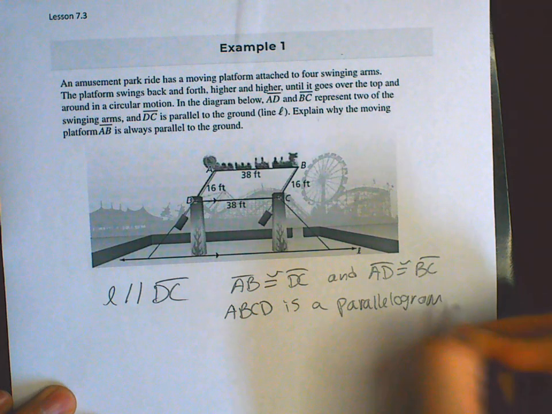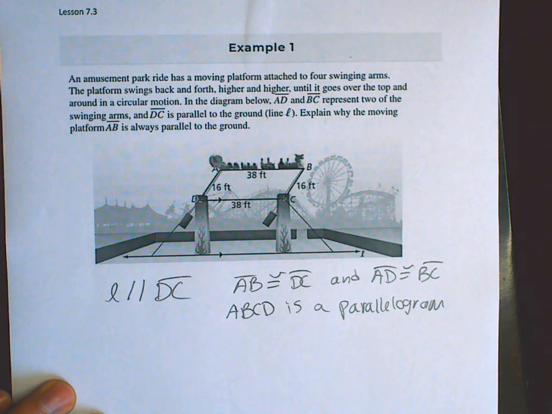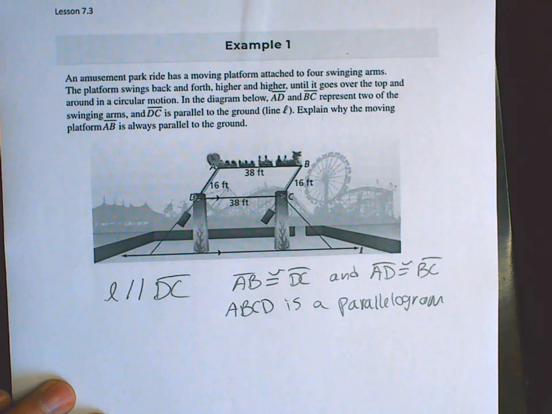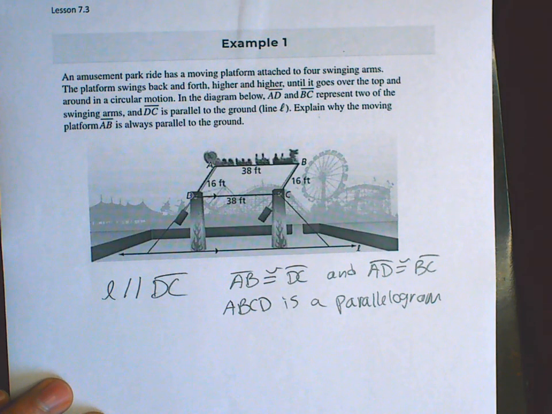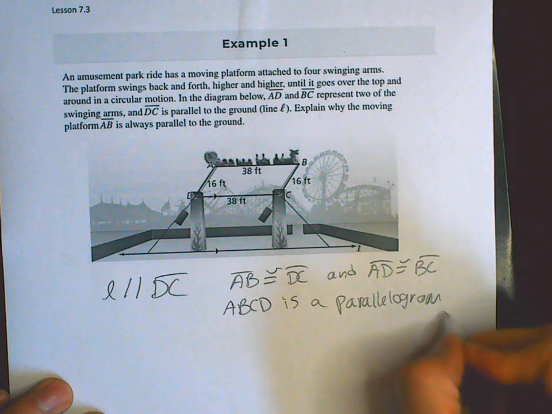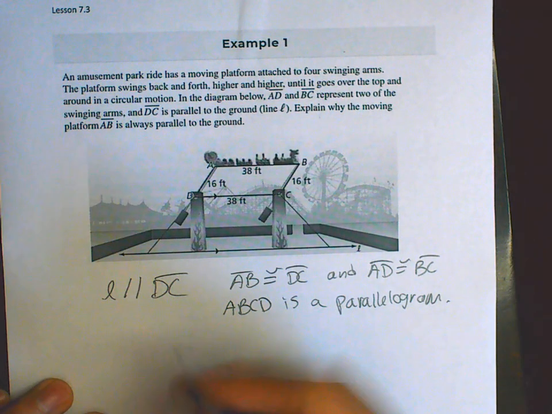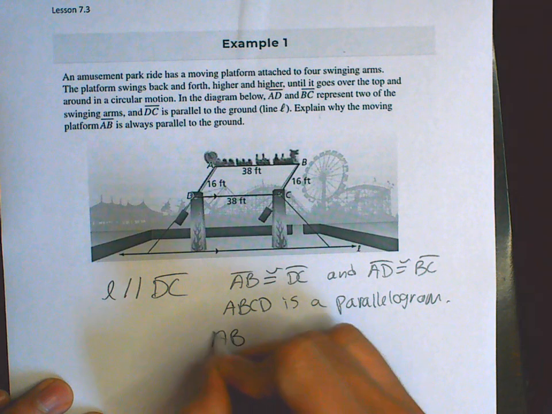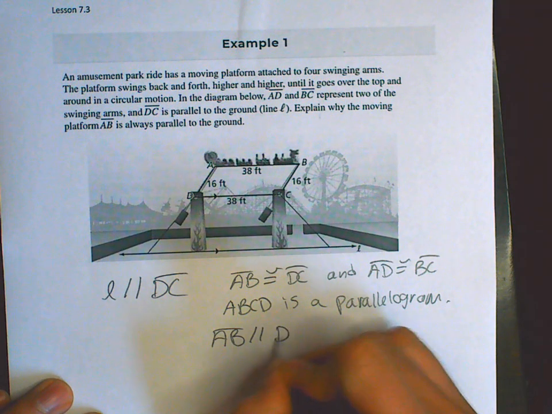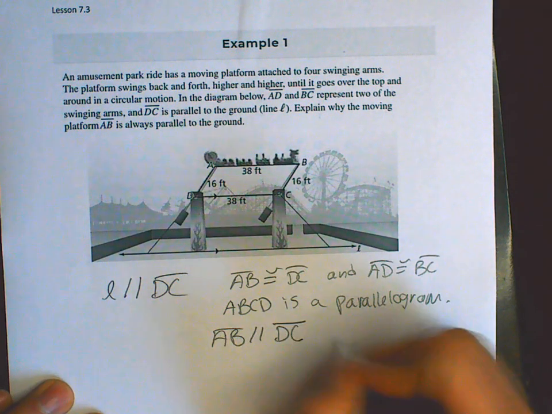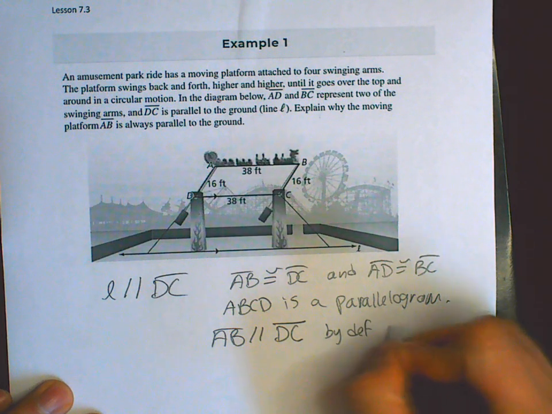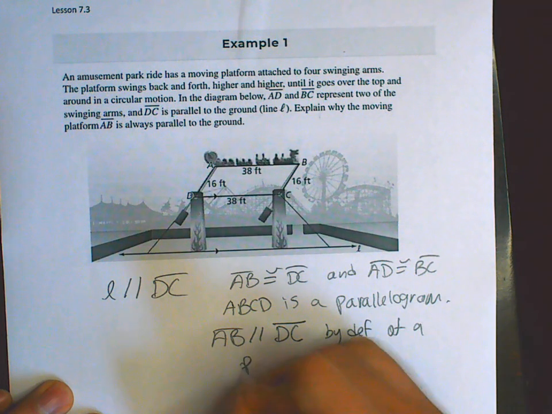Right? It's a parallelogram. Okay? And that's by the parallelogram opposite side converse. So if it is a parallelogram, by definition, AB has to be parallel to DC. Okay, by definition of a parallelogram.